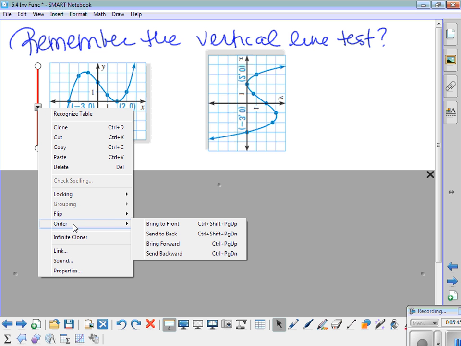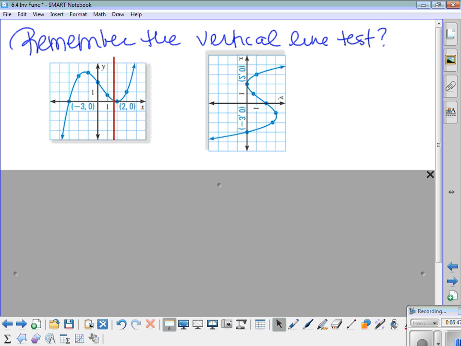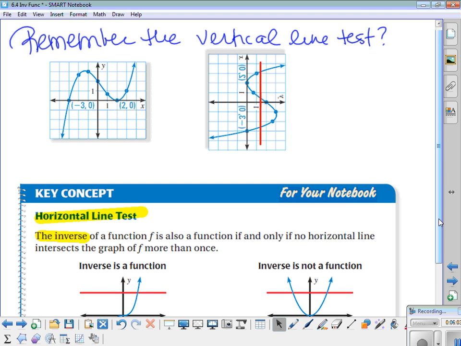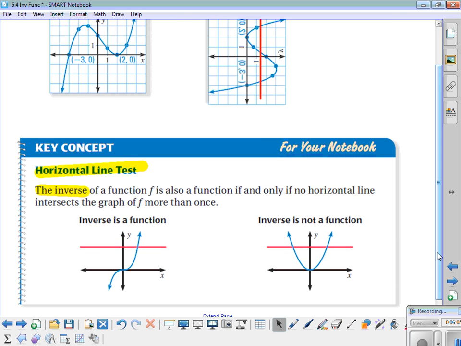Corner. Bring to the front. Okay. Now if I take my vertical line, is the inverse going to be a function? No, it's not. So rather than going to the trouble to graph the inverse, I can actually take a look at the original graph and do a horizontal line test.